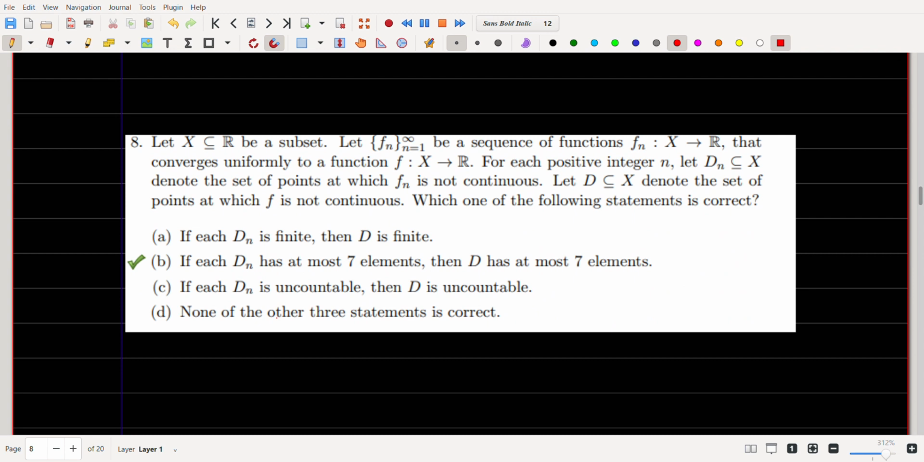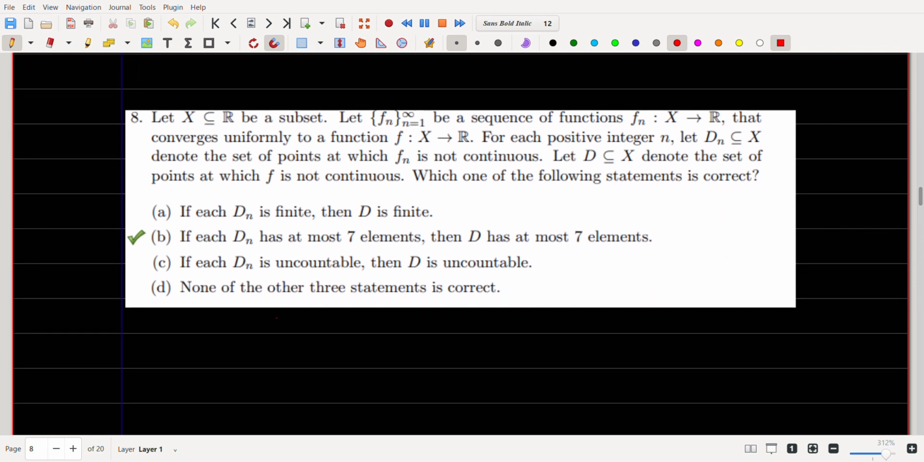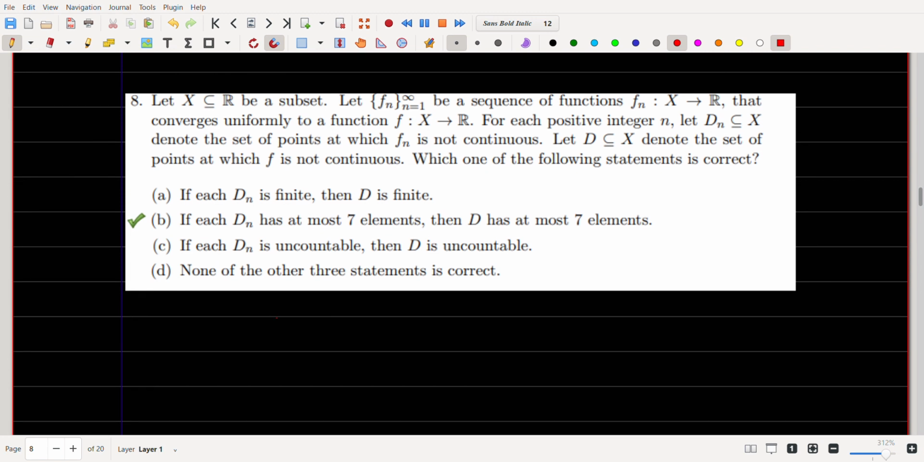Okay, so now this is question number 8. Let X be a subset of R and f_n be a sequence of functions from X to R such that it converges uniformly to a function f, and this thing happens. Okay, and it is saying that if each f_n has at most 7 discontinuities, then f must have at most 7 discontinuities.